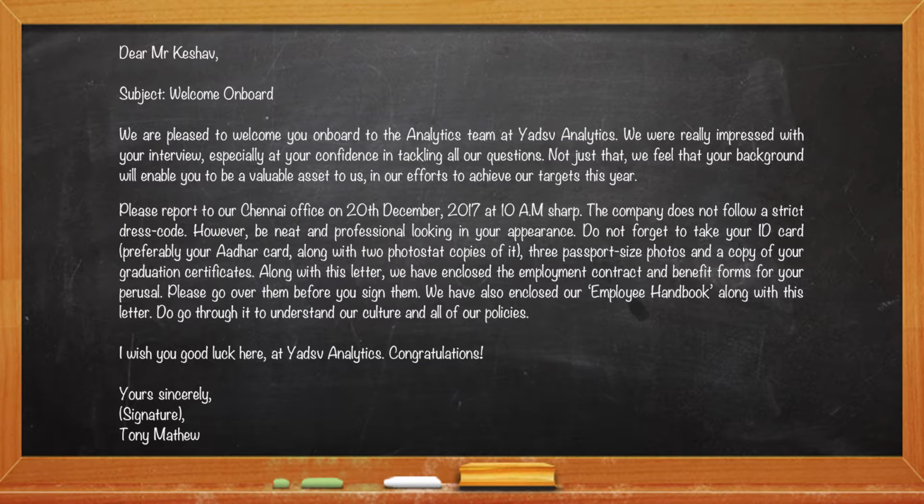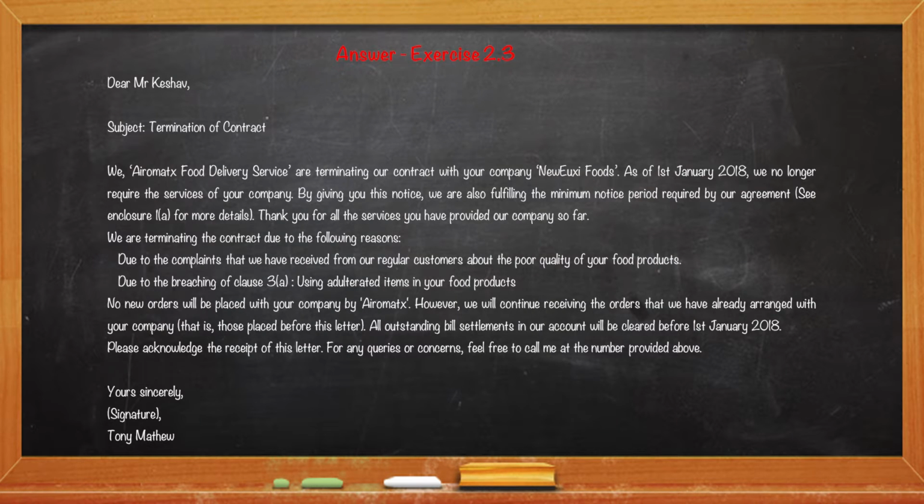We have also enclosed our employee handbook along with this letter. Do go through it to understand our culture and all of our policies. I wish you good luck here at Yetsev Analytics. Congratulations, yours sincerely. Next example.